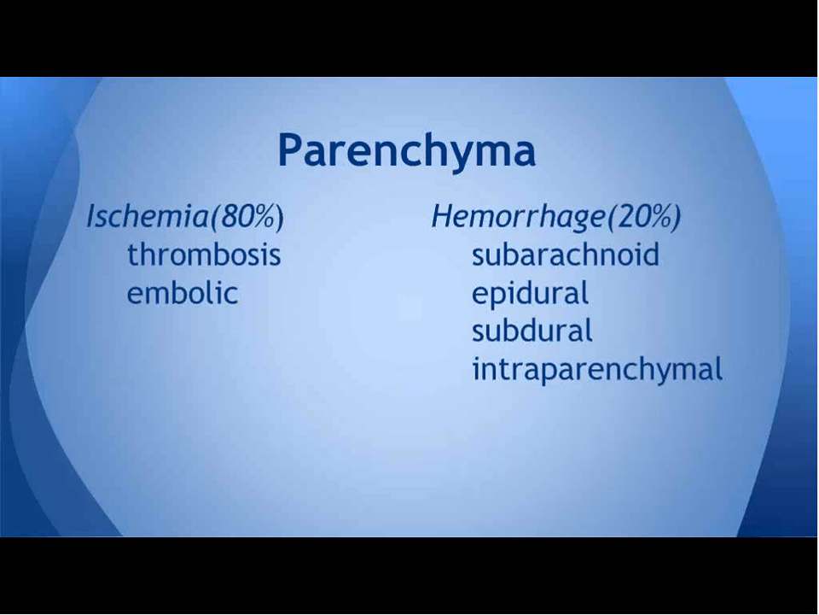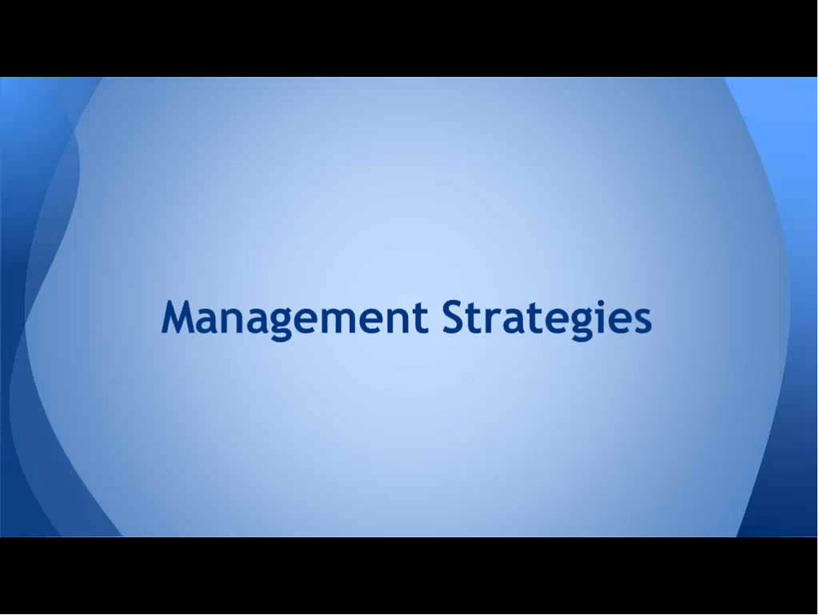So parenchyma. Ischemia is usually 80% of patients who present with stroke, it's an ischemic stroke. Thrombosis of a primary blood vessel or embolism from a distant site versus hemorrhage, which is about 20%, subarachnoid, which will be our newer presentation that we'll be taking to VBMCs. Epidural, subdural, usually as a result of trauma, and then intraparenchymal, which can be trauma or hypertension induced.